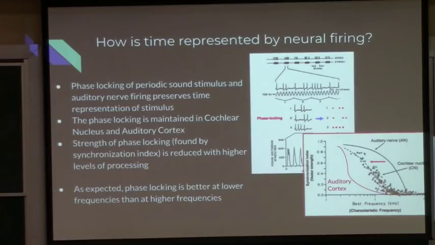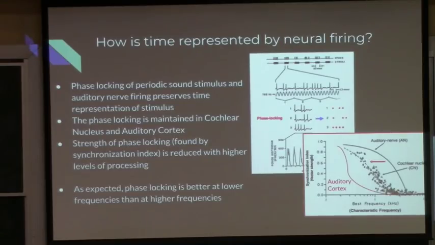Is there a mechanism behind why it gets progressively worse as you go up? Not that I know of. Do any other TAs have an answer to that? Why does phase locking reduce with higher levels of processing?